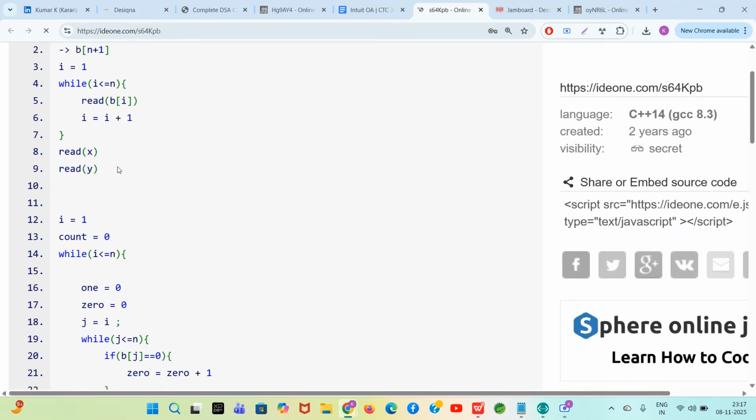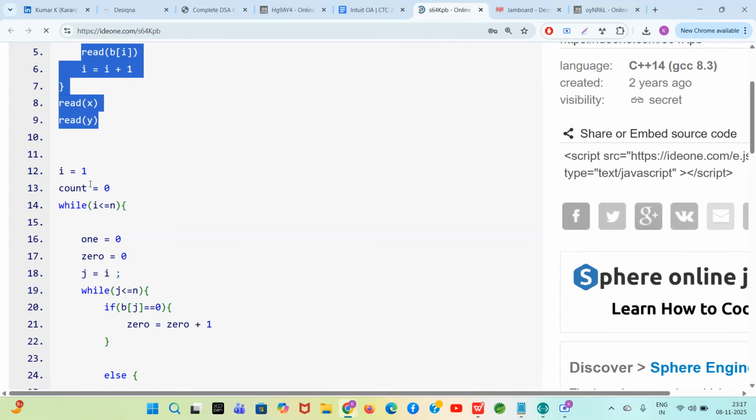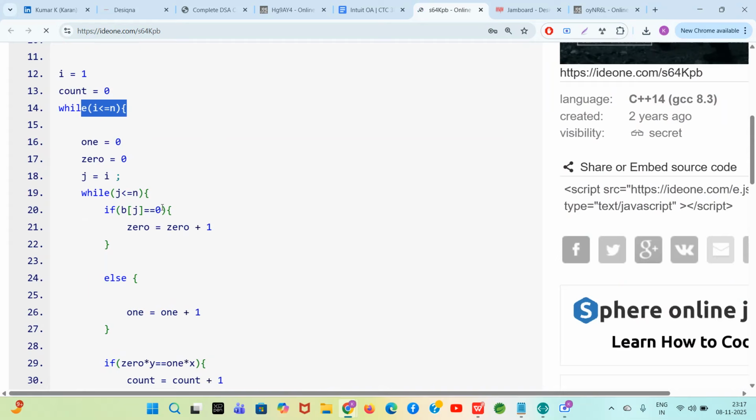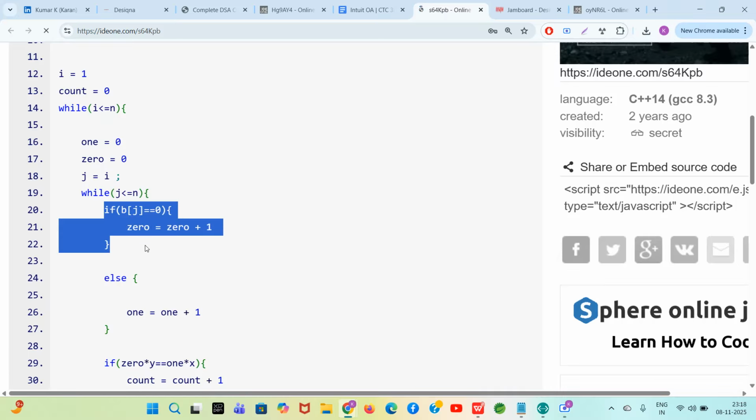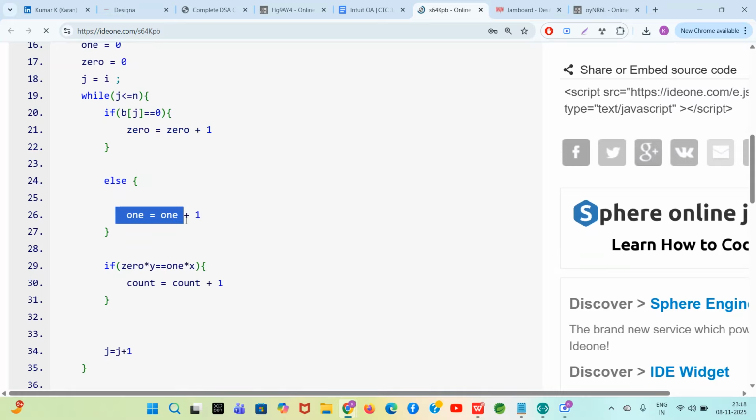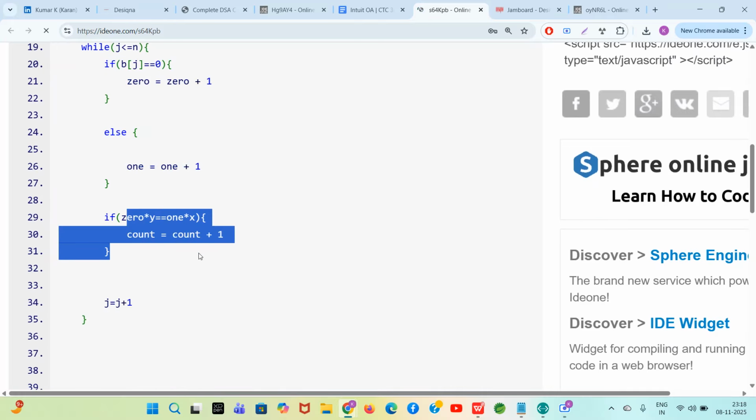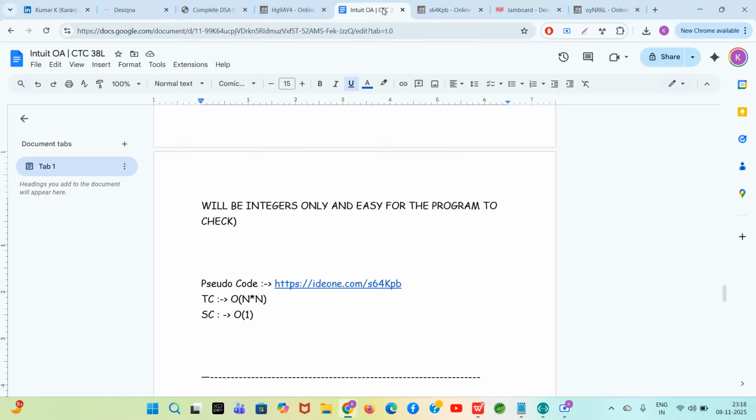So you guys can see reading the array, then i equal to 1, i less than equal to n, using one based indexing, j equal to i, j less than equal to n. Then guys, very very important thing. Listen to me. If something is 0, 0 plus plus, if something is 1, 1 plus plus, if 0 into y is equal to 1 into x, the job is done. So you guys understand these things, right?